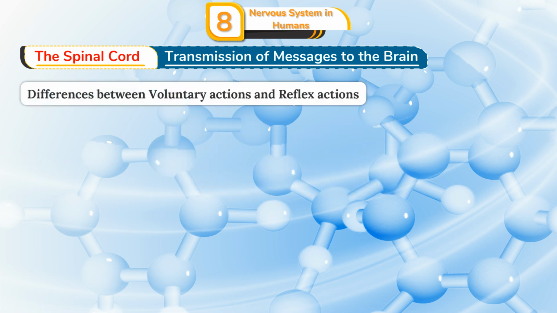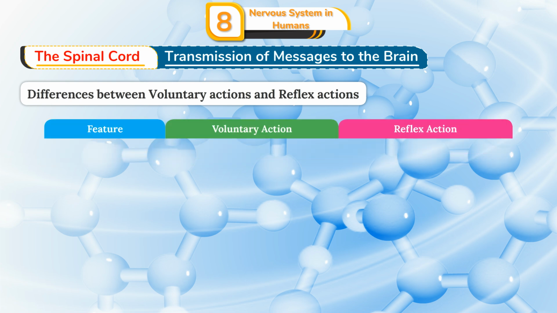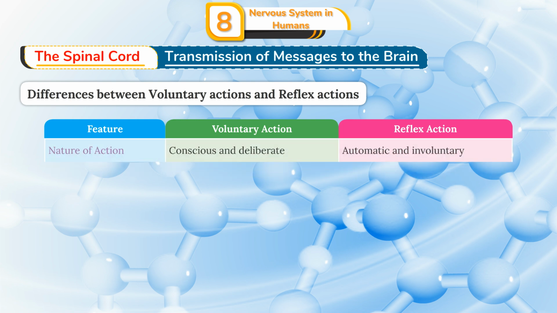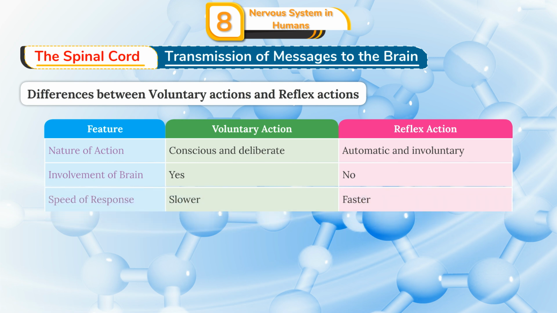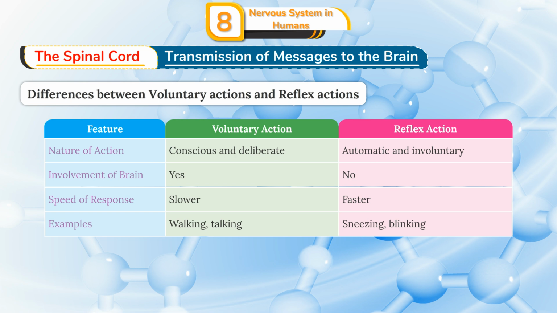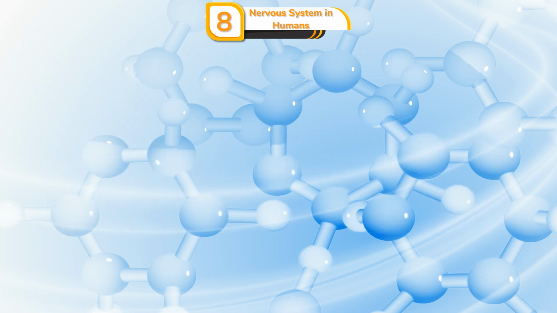Differences between voluntary actions and reflex actions. Feature: voluntary action, reflex action. Nature of action: conscious and deliberate, automatic and involuntary. Involvement of brain: yes, no. Speed of response: slower, faster. Examples: walking, talking, sneezing, blinking.